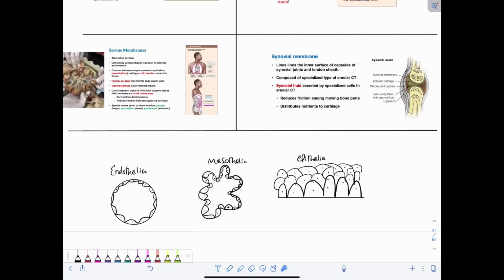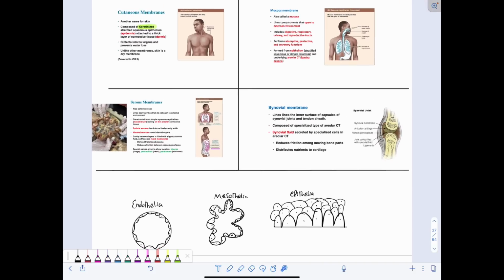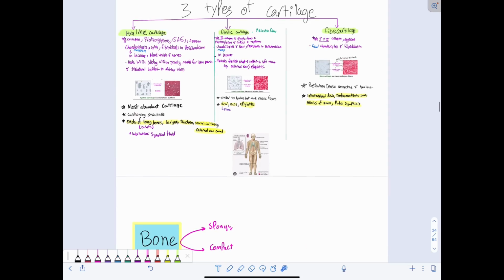Okay, the last one, synovial membrane. Synovial membranes are basically the surface of capsules of synovial joints. These synovial joints have these capsules, and inside they have synovial fluid. And remember, the synovial fluid is what lubricates these articular cartilages. Articular cartilage is another word for hyaline cartilage. Also, maybe something I forgot to mention.